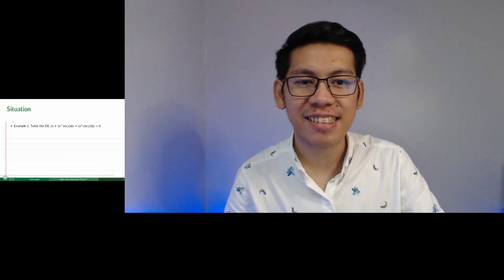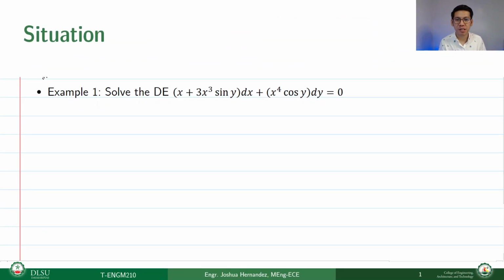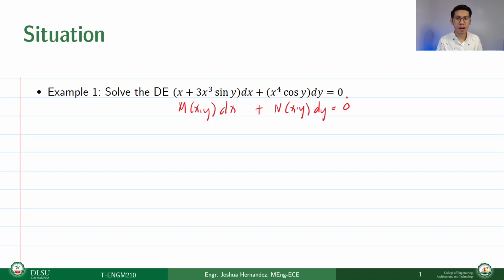Hi guys! How do we solve a differential equation that has this form? Now it is very evident that this function has a differential equation of the form M(x,y) dx plus N(x,y) dy equal to 0. From the looks of it, this cannot be solved by merely separation of variables nor homogeneous substitution.